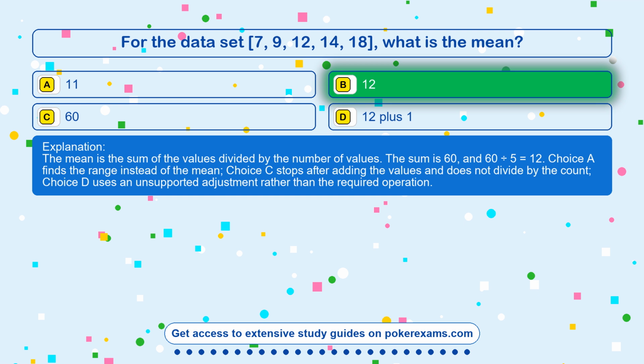Choice A finds the range instead of the mean. Choice C stops after adding the values and does not divide by the count. Choice D uses an unsupported adjustment rather than the required operation.